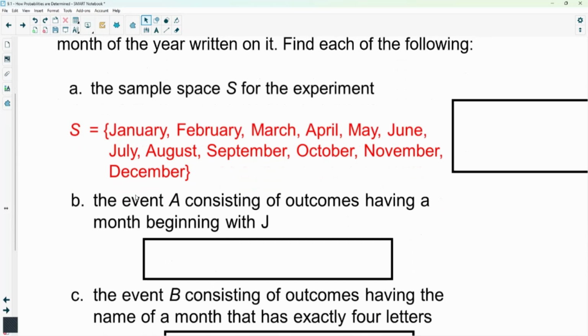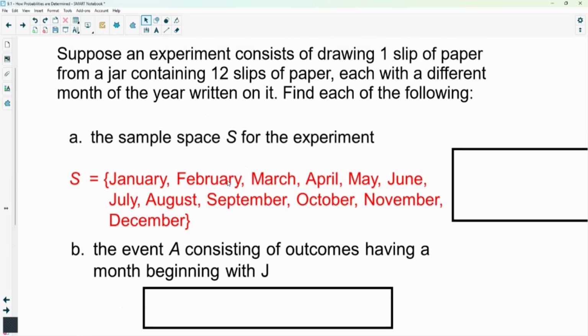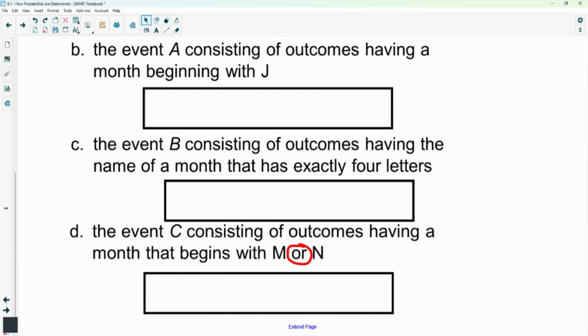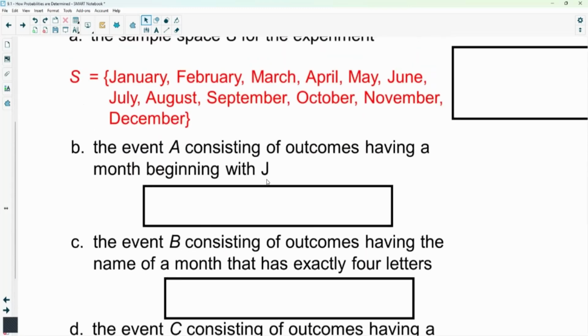Then it says the event, and see how you create, because you're going to have to create events also in your homework and on your test. The experiment in this case is just having the month of the year in a jar, right? And then from there you create specific events, and we have several in here. It says event A consists of the outcomes having the month that begins with J.